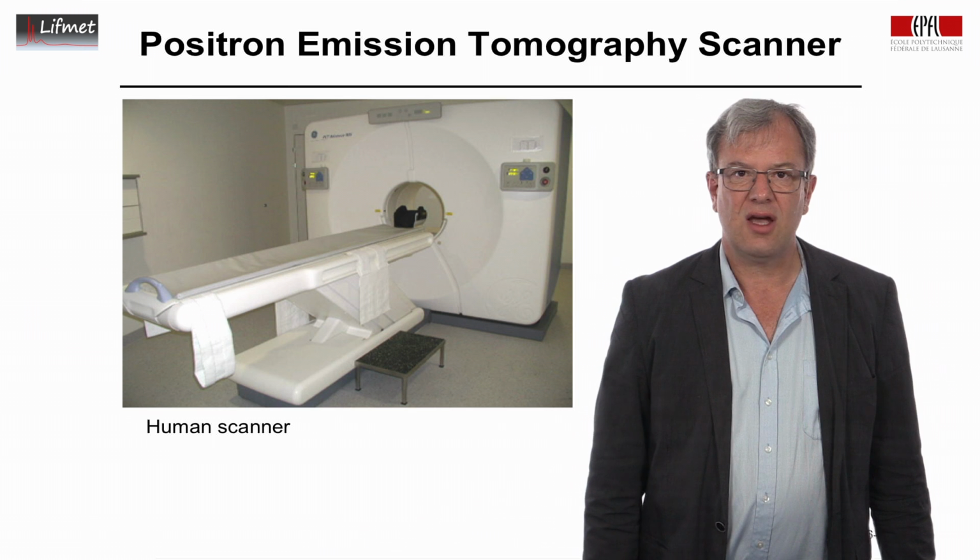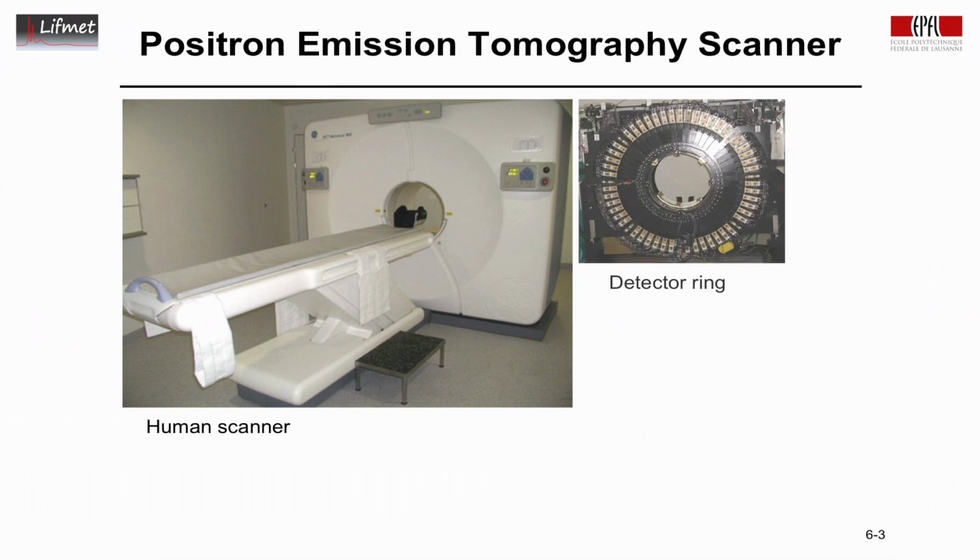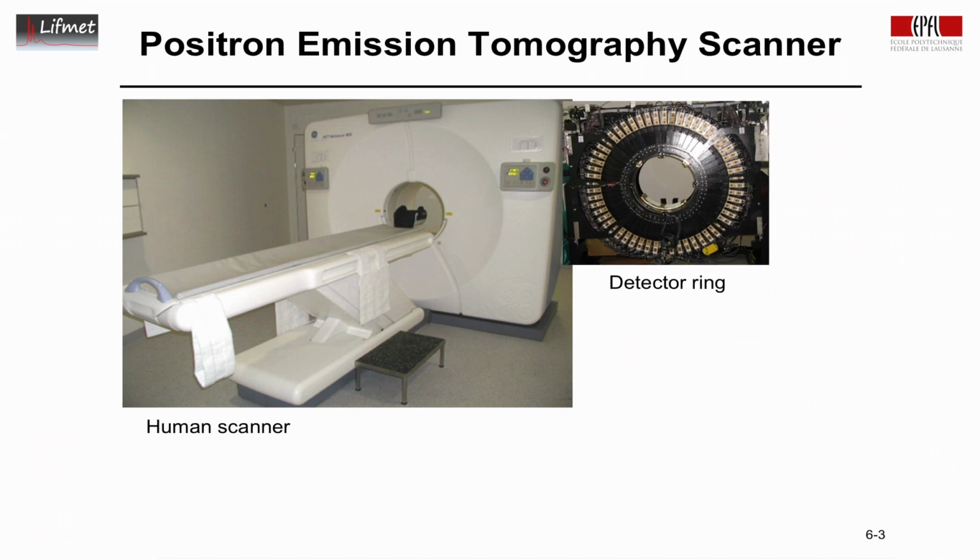Now, what is inside that scanner? What is inside the scanner is a detector ring, and this is very much the same technology that we discussed last week. It's the same principle of detection. We have scintillation crystals, photomultipliers, and then the electronics. The difference here is it's an entire detection ring that is being used for positron emission tomography, and we'll see in a short while why this is different from SPECT.